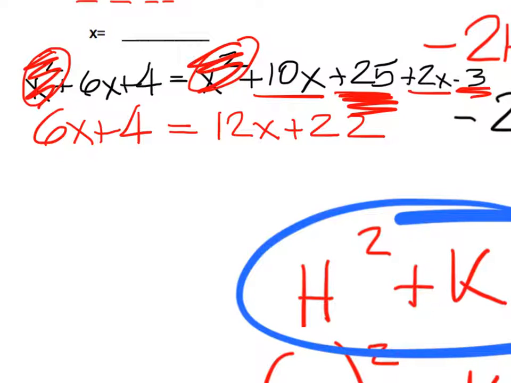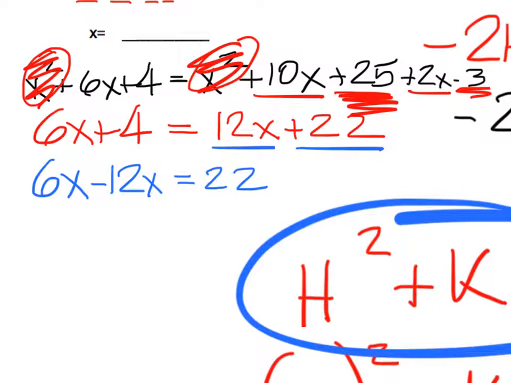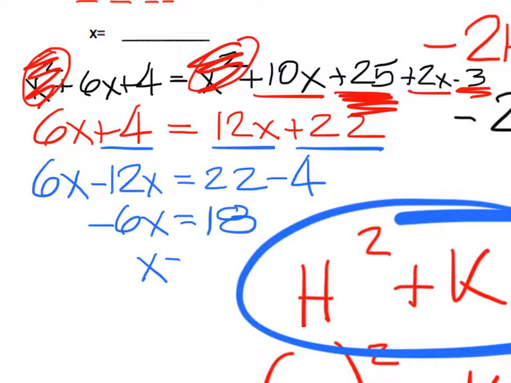And this goes back to the 9th grade, solving an equation with the variable on both sides. Keep this x on the left, move that one over, change the sign. Keep this constant, move this one over, change the sign. And you come up with a negative 6x equals 18. Of course, when you divide 18 by negative 6, you get a negative 3.